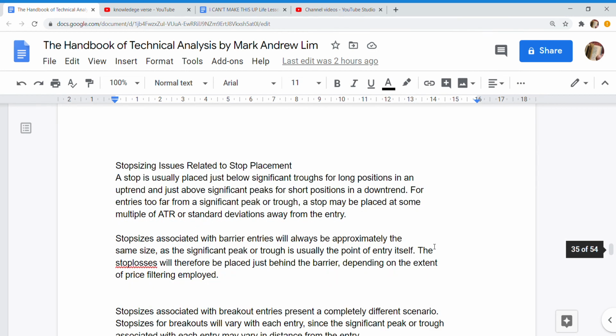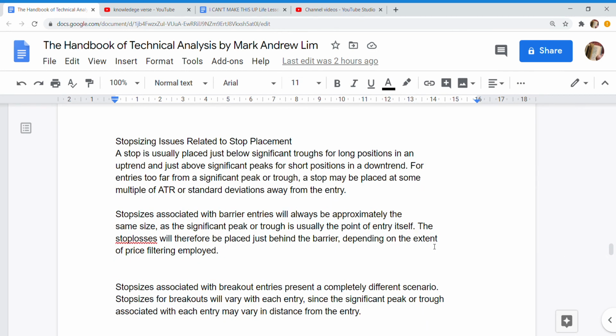Stop sizing issues related to stop placement. A stop is usually placed just below significant troughs for long positions in an uptrend and just above significant peaks for short positions in a downtrend. For entries too far from a significant peak or trough, a stop may be placed at some multiple of ATR or standard deviations away from the entry.